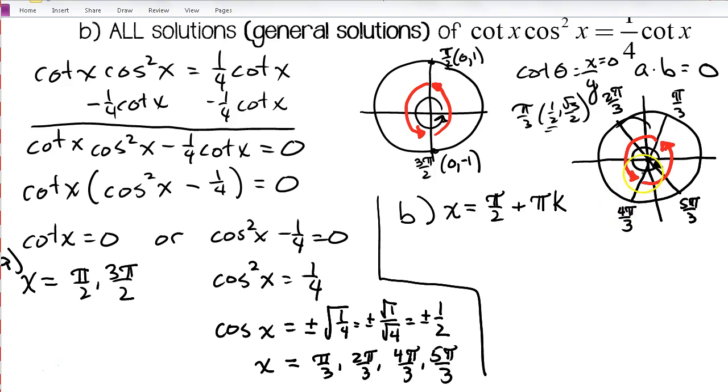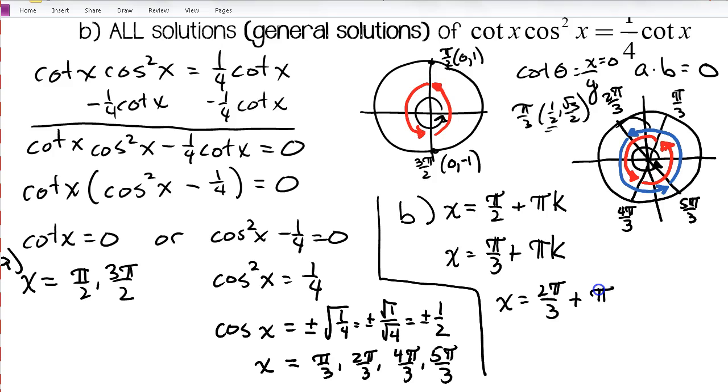So for these two, which are 180 apart, I can write x is equal to pi over 3 plus pi k, again because they're 180 apart, and my 2 pi over 3 and my 5 pi over 3 are also 180 degrees apart. So I can write a similar equation for those. x is equal to 2 pi over 3 plus pi k.